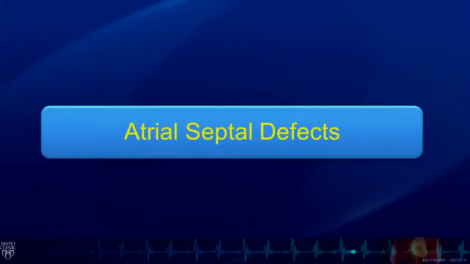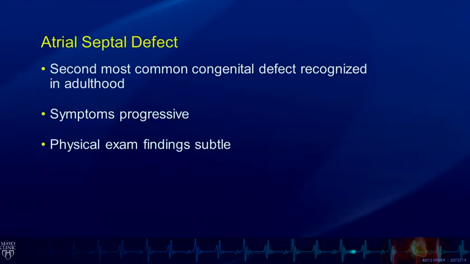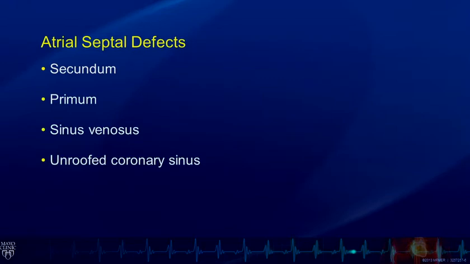Today I'd like to discuss with you shunt lesions and the echocardiographic evaluation of these defects. I'd like to begin with the atrial septal defect. The atrial septal defect is the second most common congenital defect recognized for the first time in adulthood. The reason for this late recognition is that the symptoms are often progressive in these patients and the physical exam findings can be quite subtle. Atrial septal defect anatomy is complicated both embryologically and echocardiographically.